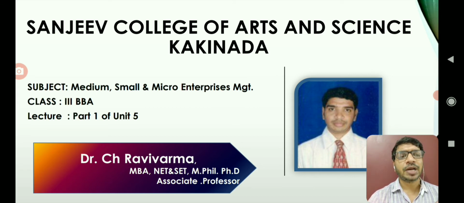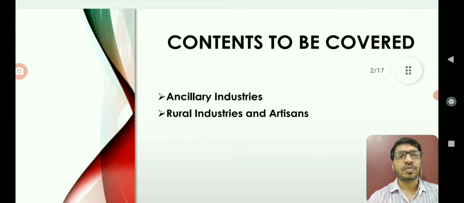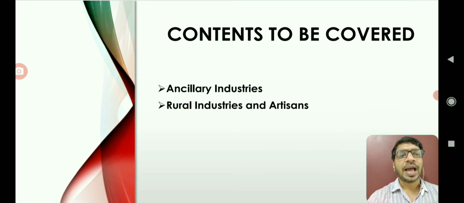Now we are in part 1 of Unit 5. What are the important contents to be covered in this session? Ancillary industries, rural industries and artisans. These are the important concepts to be covered in this session.